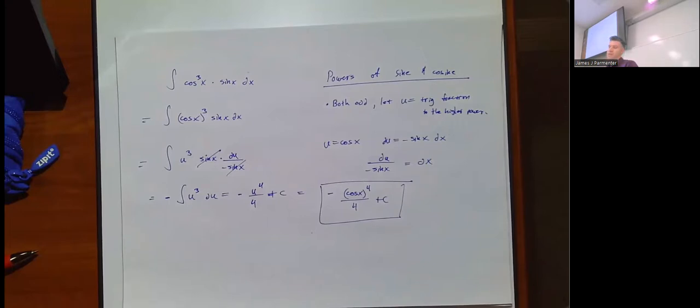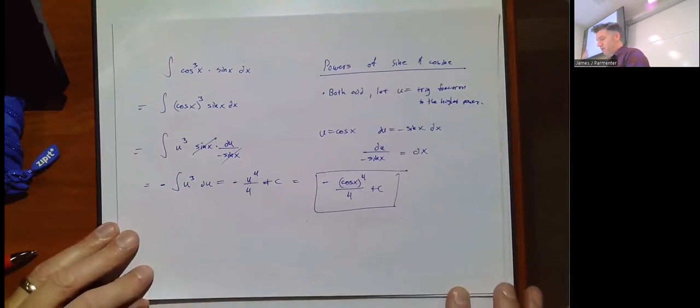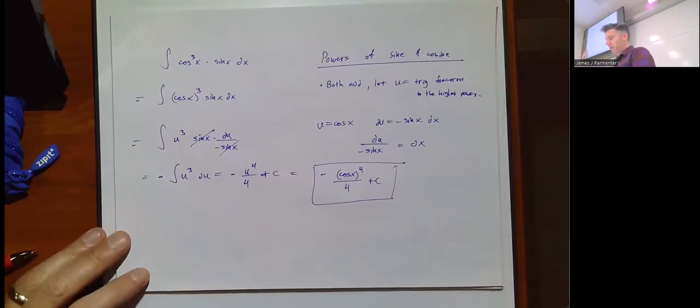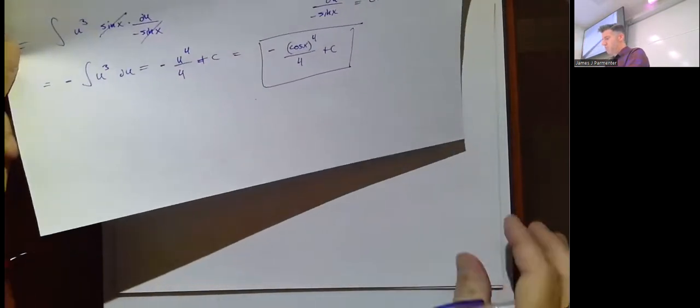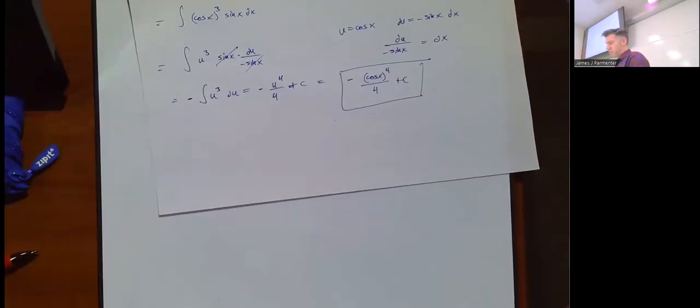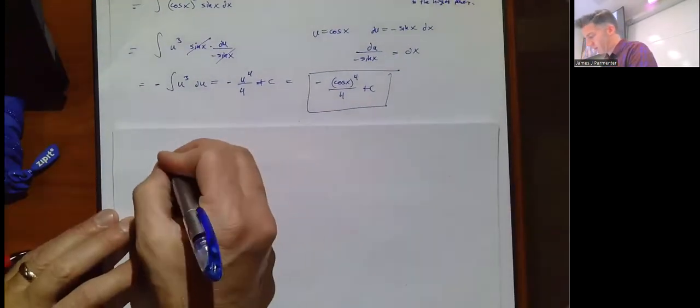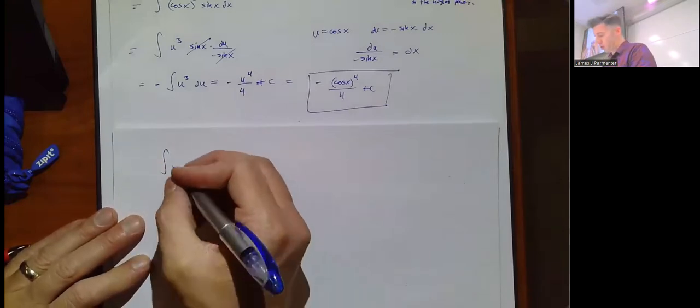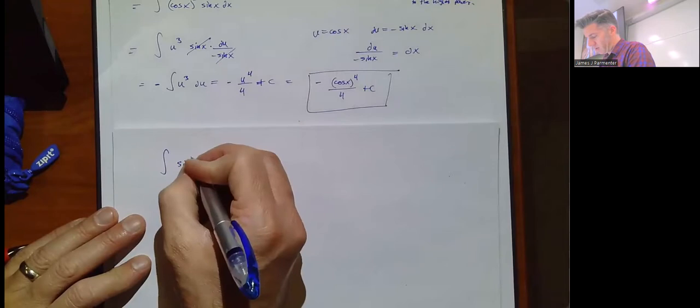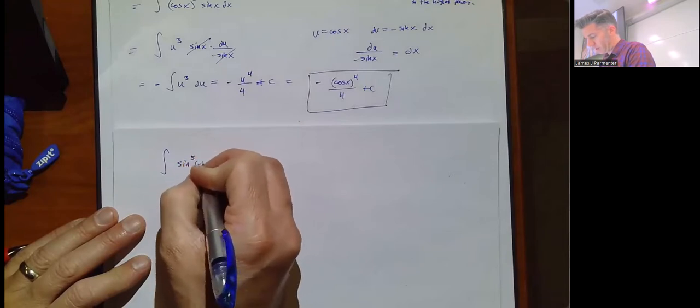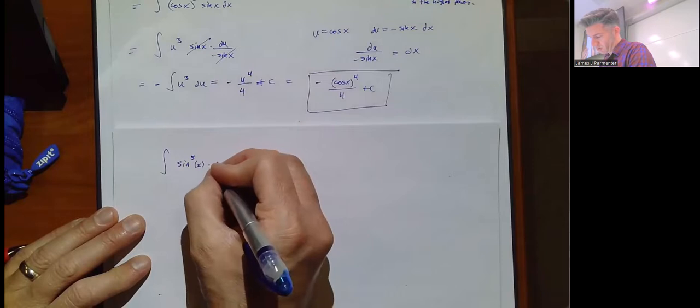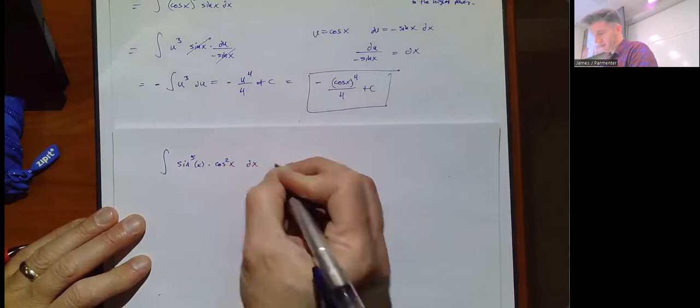And my bet is that your teacher probably hasn't talked about when one power is even and one power is odd, or probably isn't going to, but I'm still going to show you one example because I think it's worthwhile. So let's do another one. Let's say we have the integral of sine to the 5th of x times cosine squared x dx.